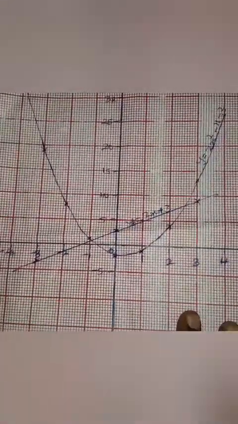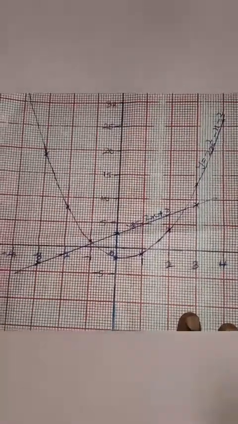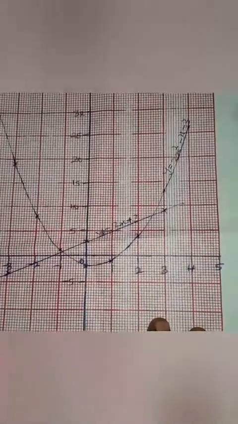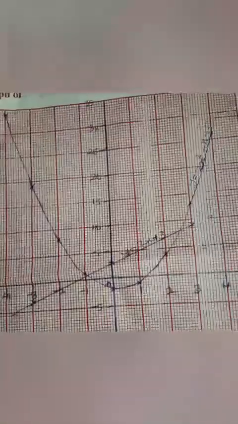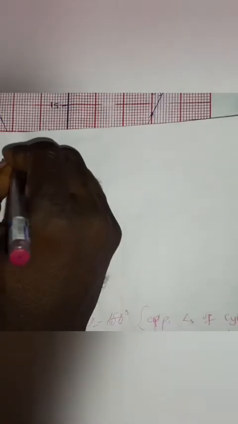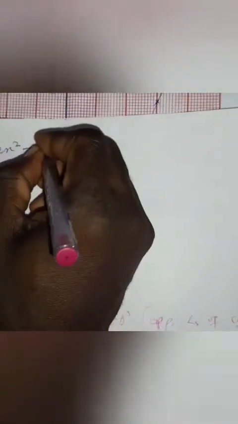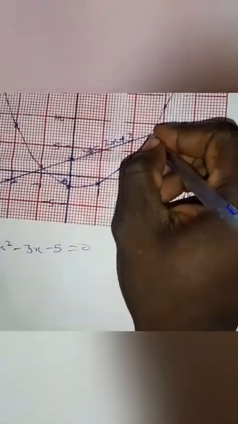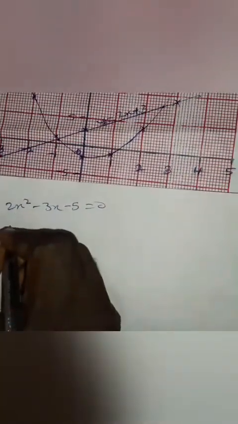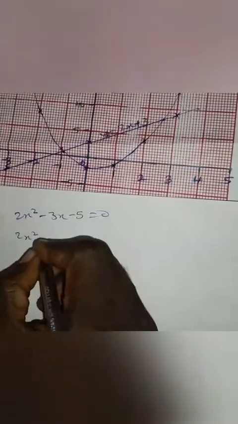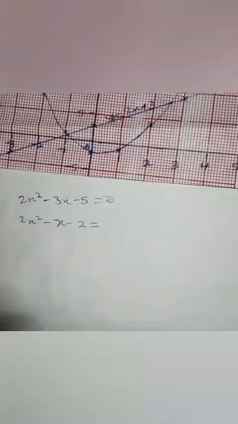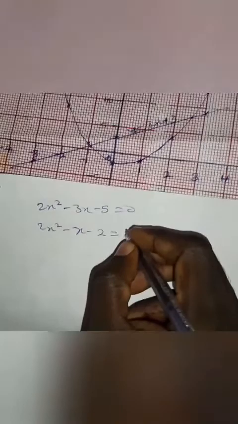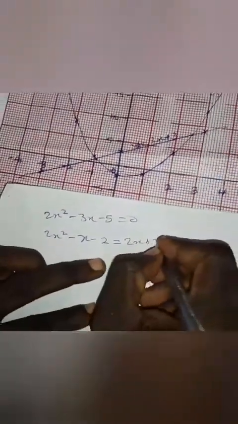Now, so we are done with that. Then the D part of it, they said we should use the graph to find the root of the equation 2x squared minus 3x minus 5 is equal to 0. What it simply means is the point where these two graphs meet each other. In fact, first of all, the first graph, the quadratic graph, 2x squared minus x minus 2 is equal to where they intercept 2x plus 3. That is the linear graph.